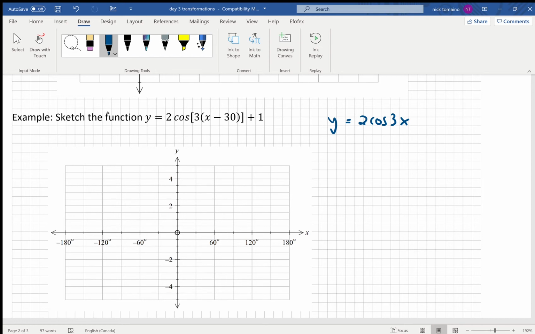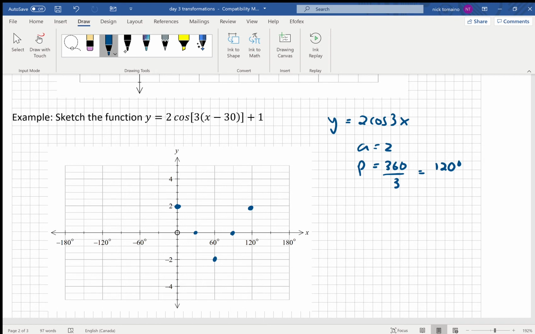Okay, so it's a cosine curve, so the amplitude is 2. The period is 360 over 3, which is 120 degrees. Okay, so for cosine, we're going to go to 2 there, and then at 120, we're going to go to 2, and at 60, -2, and then 0 and 0. Okay, those are our first 5 points.